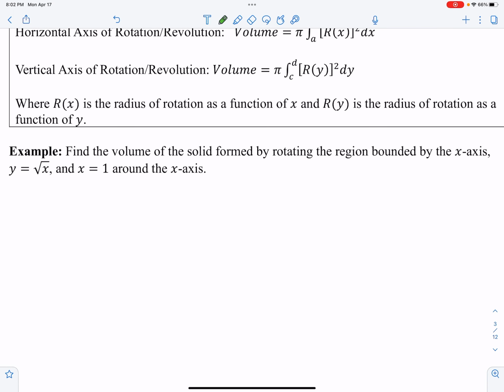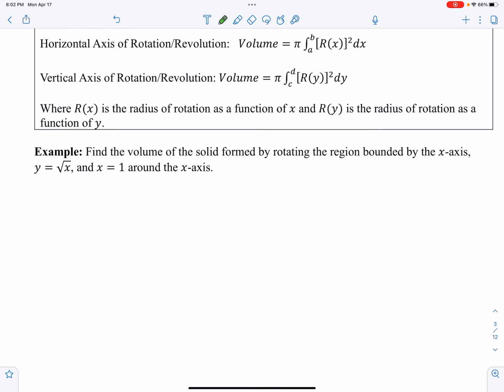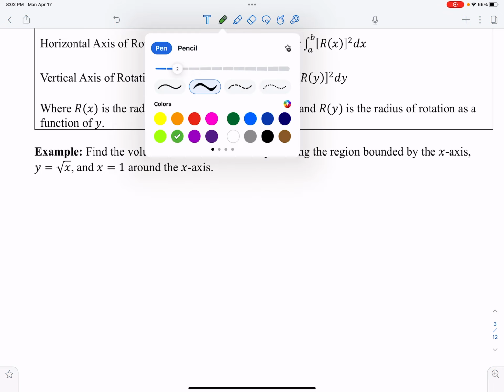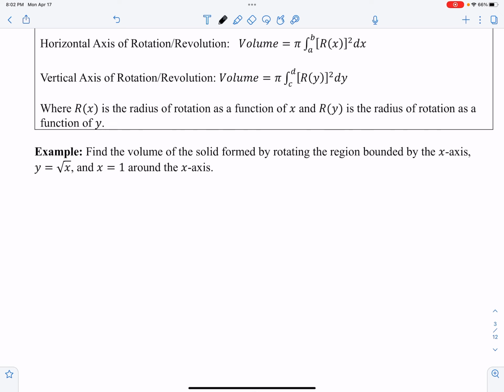So let's do another example. You're going to see we're going to follow the same steps for all of these problems. So we want to find the volume of the solid formed by rotating the region bounded by the x-axis, y equals the square root of x, and x equals 1. And coming up with the region that's being rotated is really important. Triple check that you are finding the correct region.